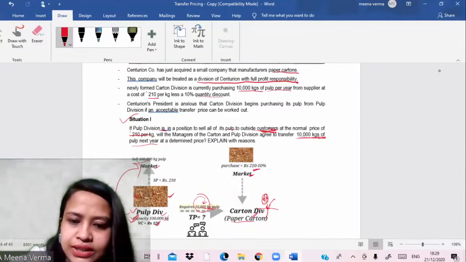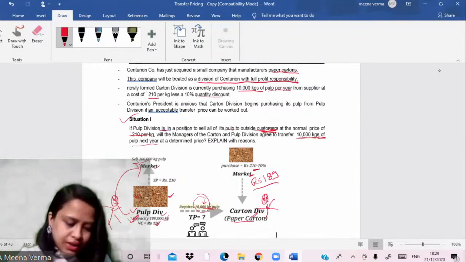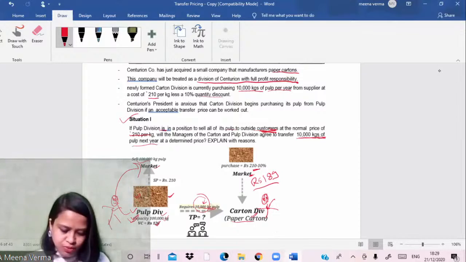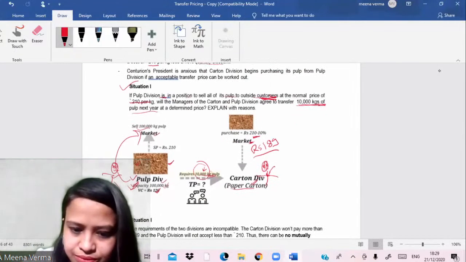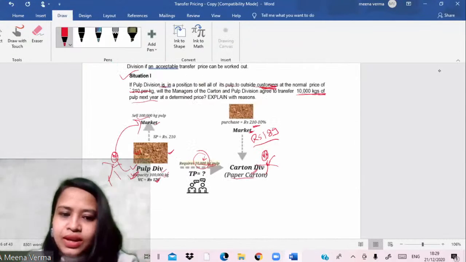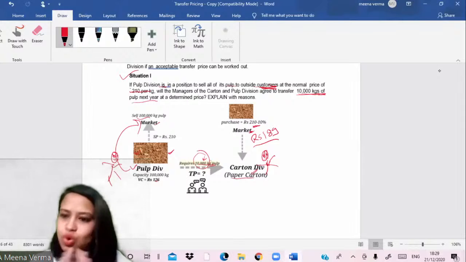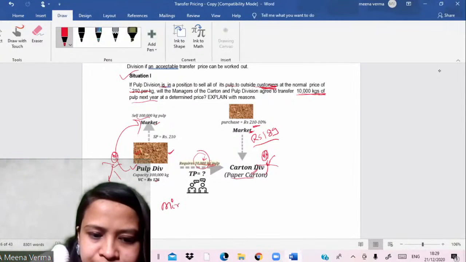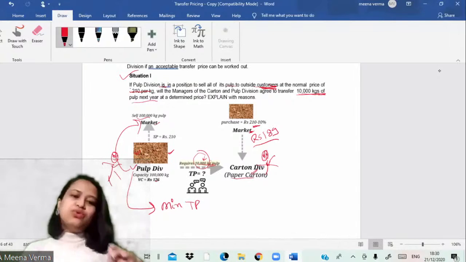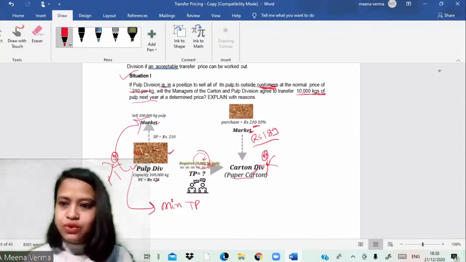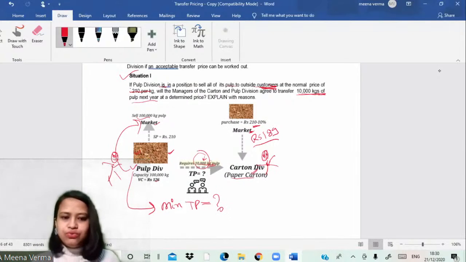So this carton division can buy the pulp from the external market at rupees 189. Now you can see in this question, they are using their entire capacity, which means there is no spare capacity. If there is no spare capacity, then what will be the minimum transfer price? Tell me the minimum transfer price at which the manager of the pulp division will agree to transfer 10,000 kg of pulp. What will be the minimum transfer price that the manager will quote?